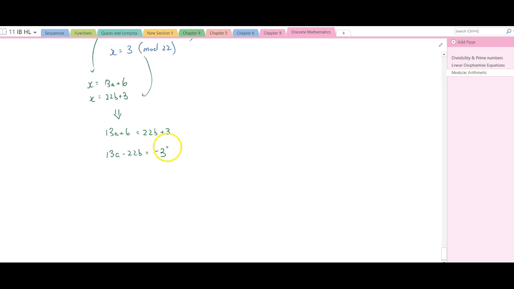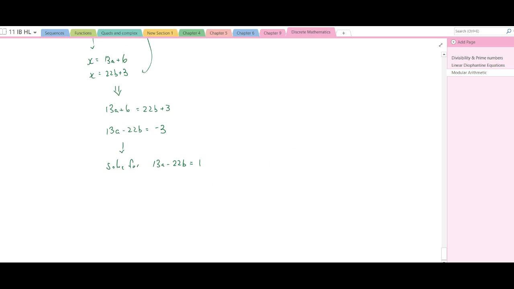Now minus 3 is a multiple of the GCD of 13 and 22. GCD of 13 and minus 22 is 1, so I can multiply that straight up. So that's no problem. So what I'm going to do is solve for 13a minus 22b equals 1, because that's the GCD of 13 and 22. Then I'm going to multiply that through by minus 3 to get what I need. So how do I do that?